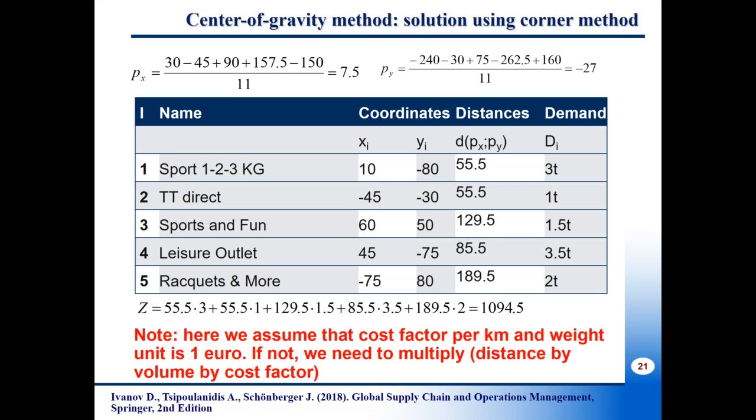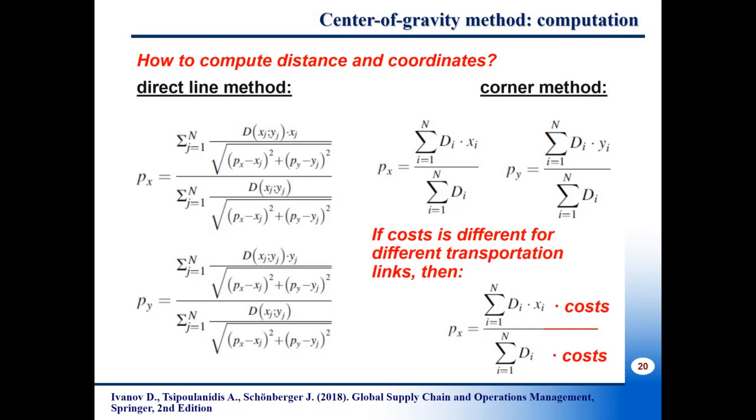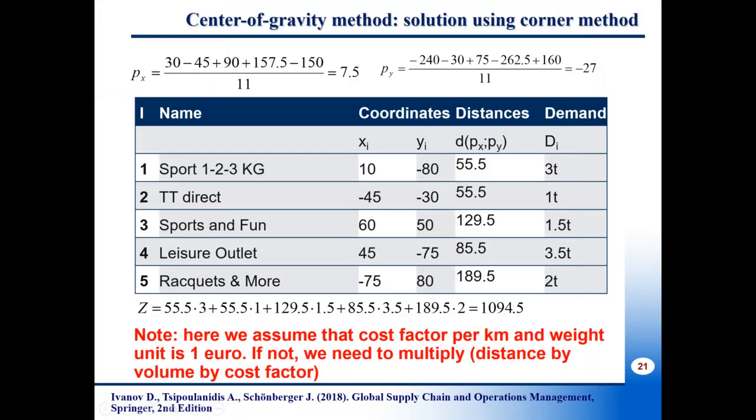Now we can go back to our previous slide. Here, for the corner method, we have px. The formulation for px is a summation of the demand at a particular market times its abscissa, and then divided by the total market demand. And therefore, we have the total market demand, actually 3 tons plus 1 ton plus 1.5 tons plus 3.5 tons plus 2 tons. If we calculate the summation of all these numbers, it results in 11 tons.